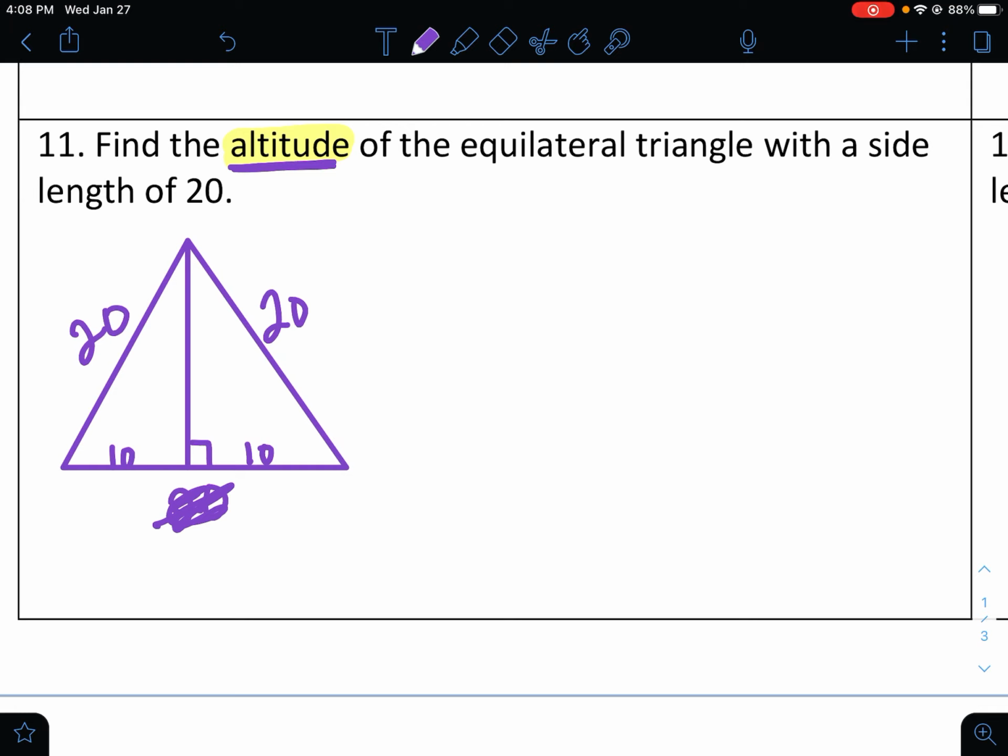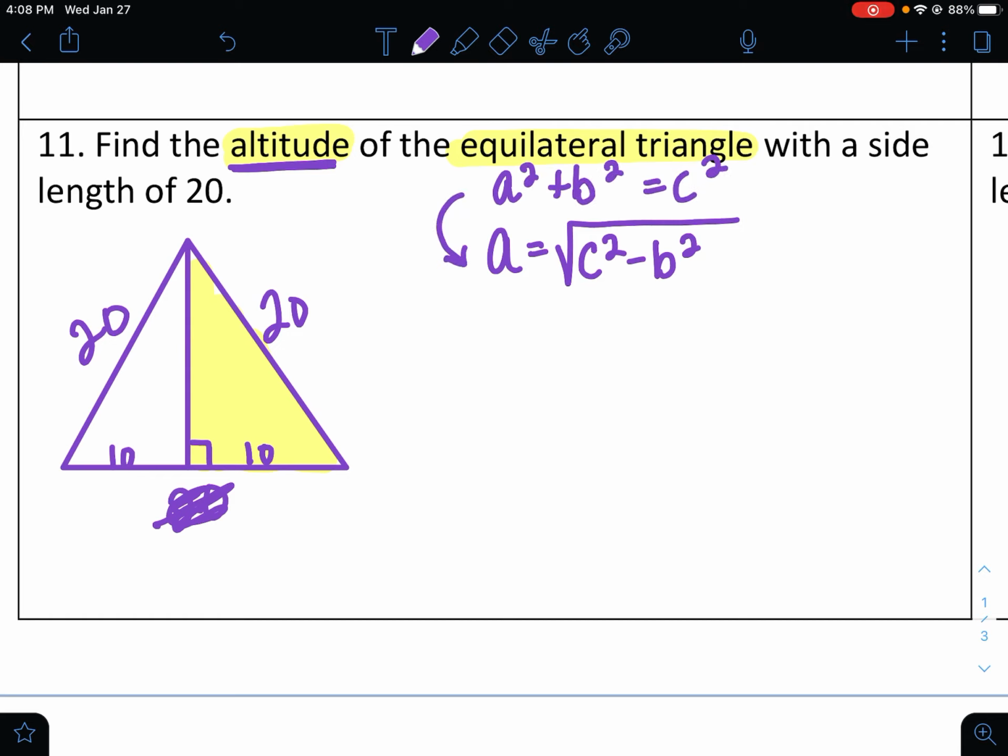Okay. And if you look on that cheat sheet that I gave you, we're going to use the Pythagorean theorem for this one. So whenever they're asking for the altitude of an equilateral triangle, just use Pythagorean theorem. So we're going to use A equals the square root of C squared minus B squared, which is a derivative of A squared plus B squared equals C squared. That's where we get that from.